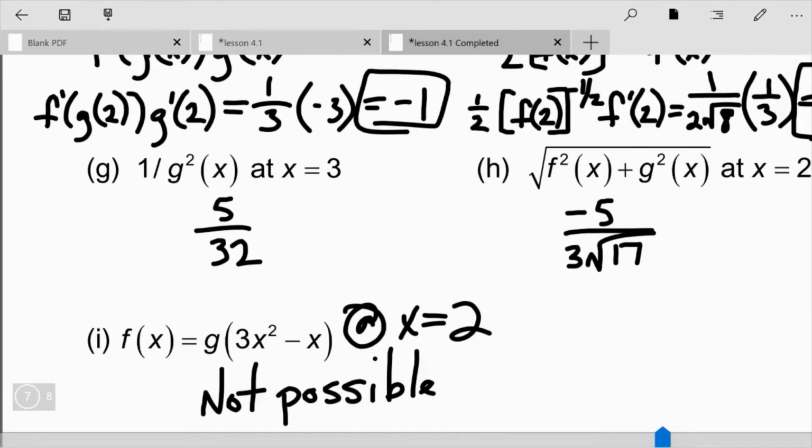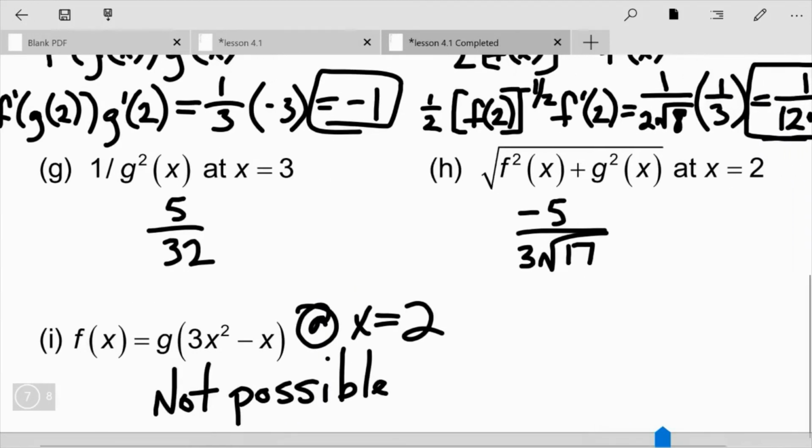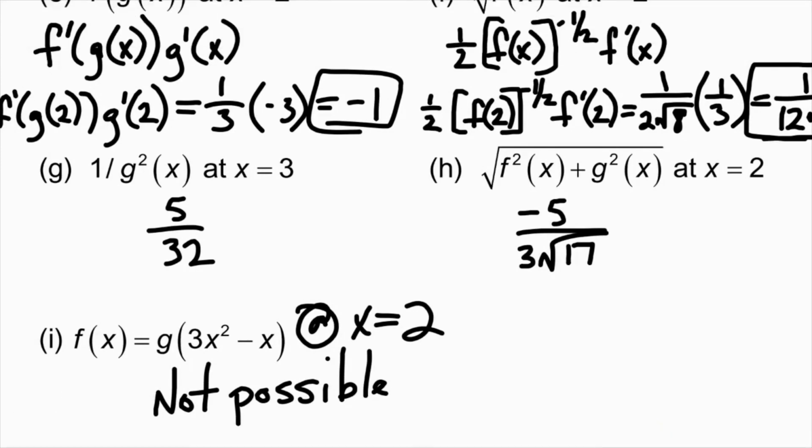Okay, so for these last few problems, first of all, for g, we get 5 over 32. Remember, that's just g of x to the negative 2 power. Don't forget your chain rule. H is a little bit messy, but it's the same thing. We have all of that raised to the 1/2 power. So we have to make sure we use our chain rule when we go through the process, but there's the result you should have gotten, negative 5 over 3 root 17.